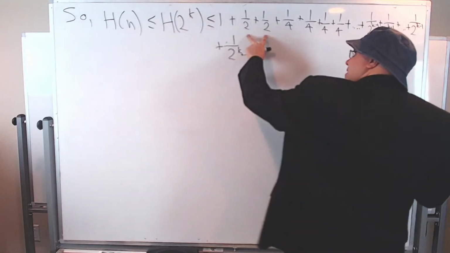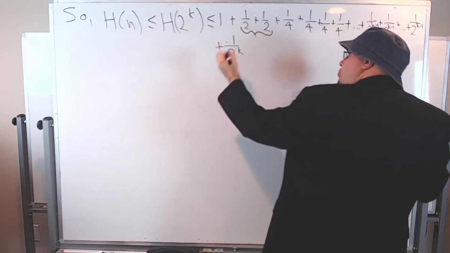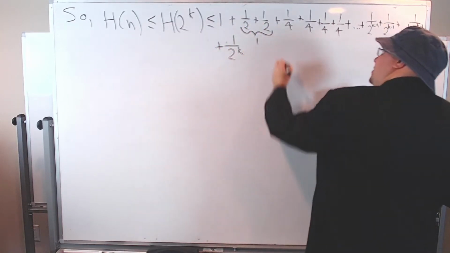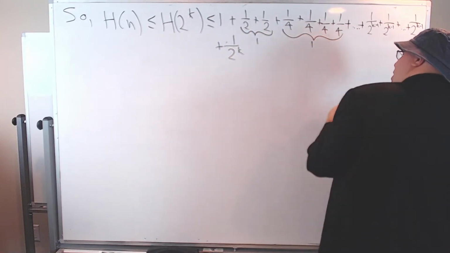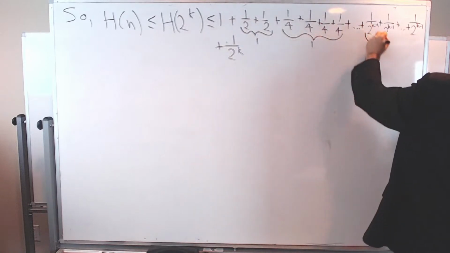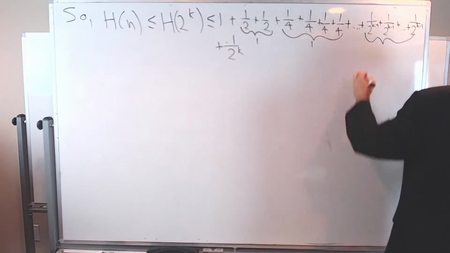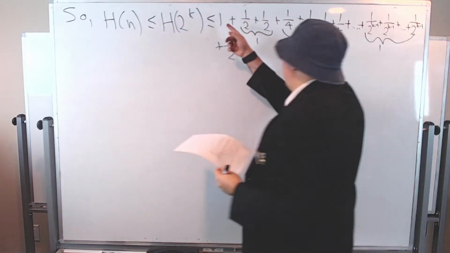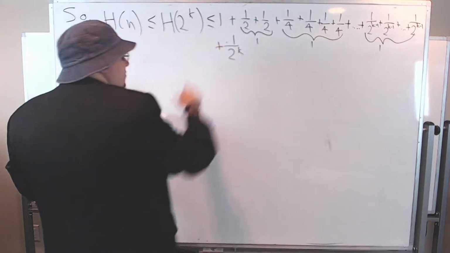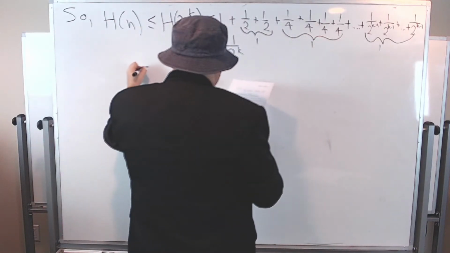So when I add up these terms, how much does that sum to? Well, it's 2 times 1/2, which is just 1. This is 4 times 1/4, which is just 1. This is 2 to the power of k minus 1 times 1 over 2 to the power of k minus 1, which is just 1. But that means I actually have a whole bunch of 1s that I'm adding, plus this final term. But what is that?